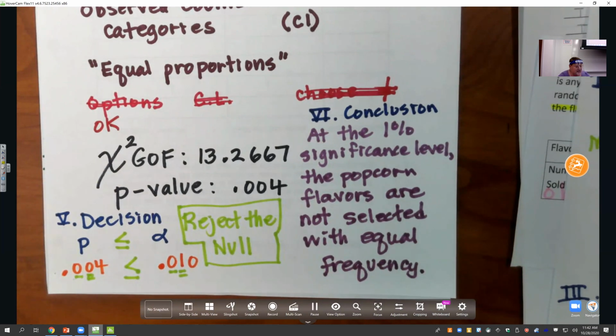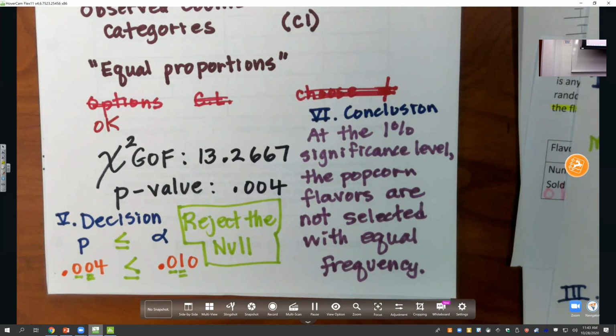And there's your conclusion. Now, the one thing that chi-square goodness of fit does not tell you: we just concluded that the flavors are not selected with equal frequency. So then the question becomes, well, which one do people like better? You know, like what's the top choice? Chi-square goodness of fit doesn't tell us that.